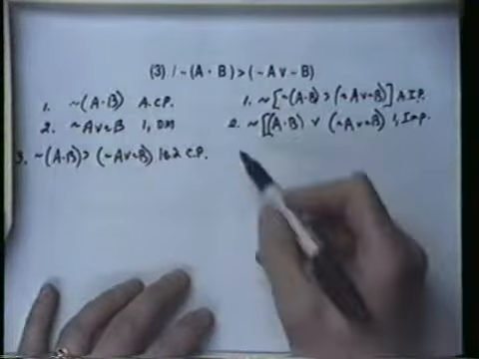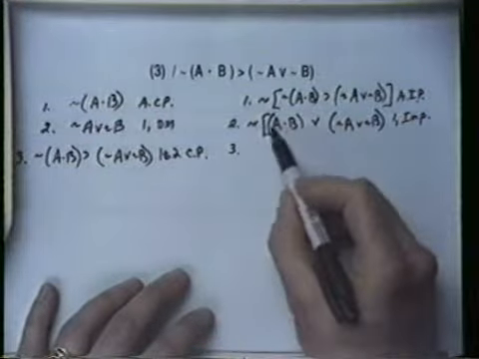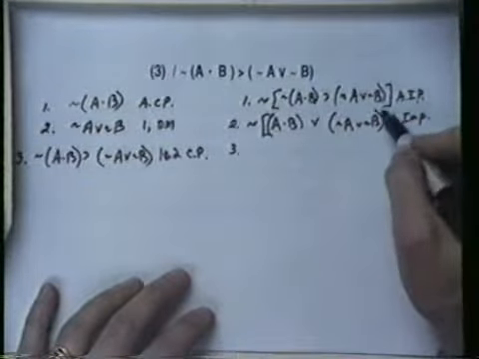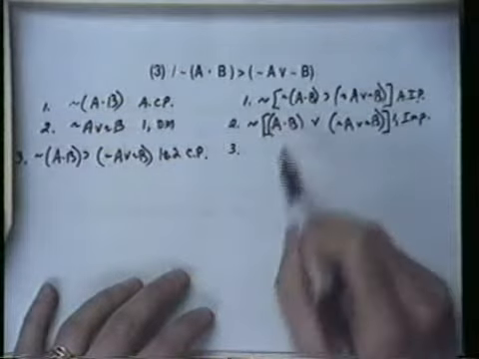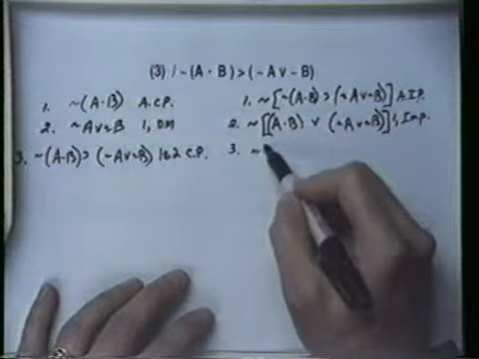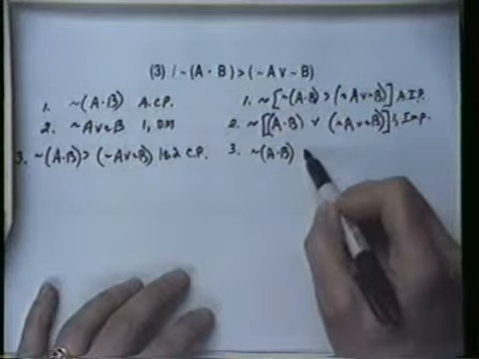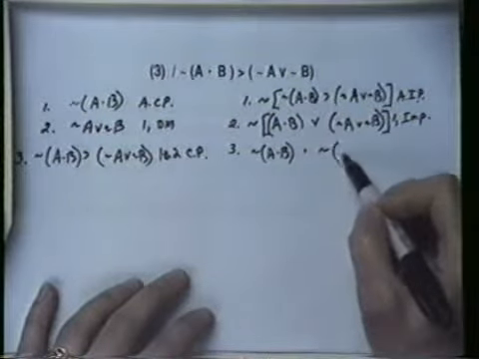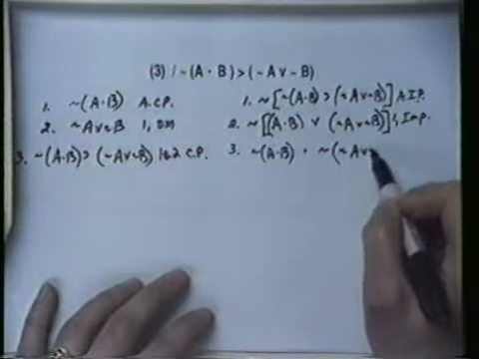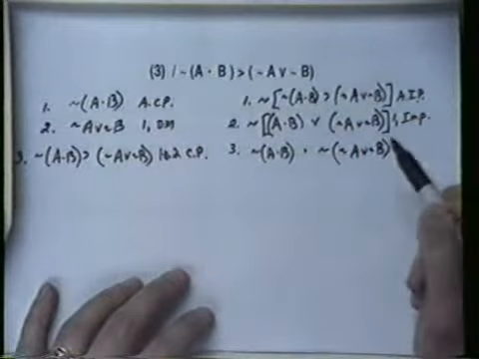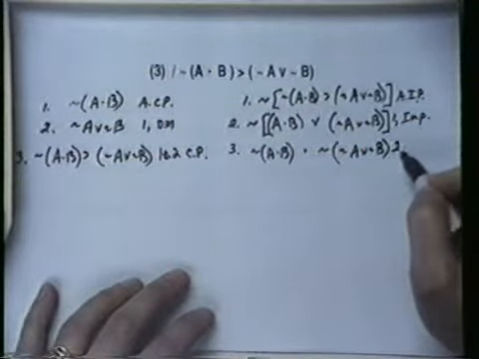Now what can we do? We can drive this tilde in through the brackets. We need another bracket here. Drive this in through the brackets, and we get not (A and B) and not (A or not B)... that is, not (A and B) and not (not A or not B). And that's simply line 2, De Morgan.